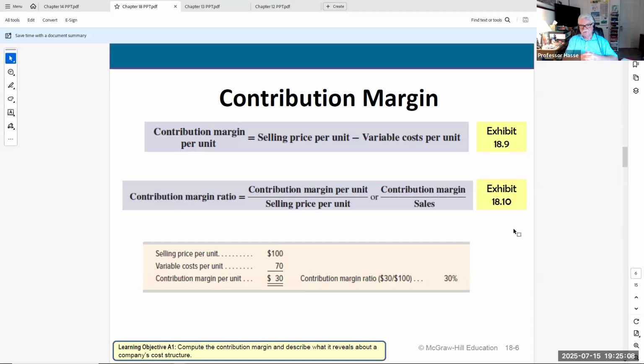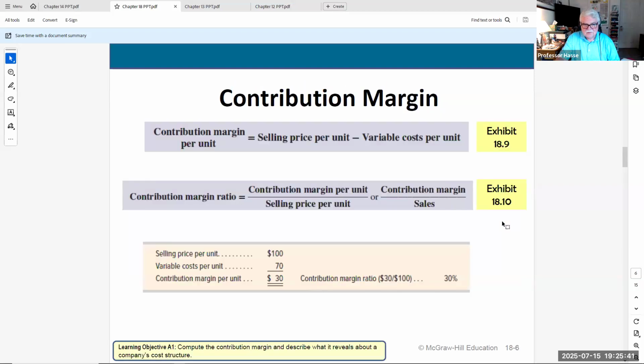We're selling it for $100. Our variable costs are $70. So our contribution margin is $30. Or you could also say our contribution margin ratio is 30%, the relationship of the margin to the selling price. And that's important to know. And here's another reason why. So what is the contribution margin of our product? In this case, the difference between selling price and variable cost per unit.